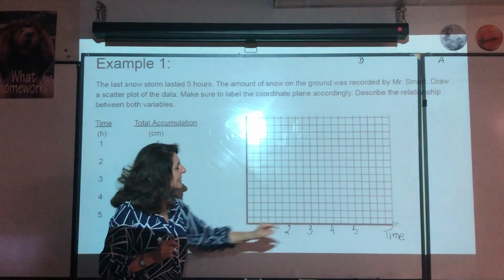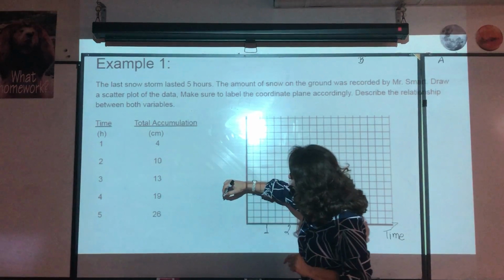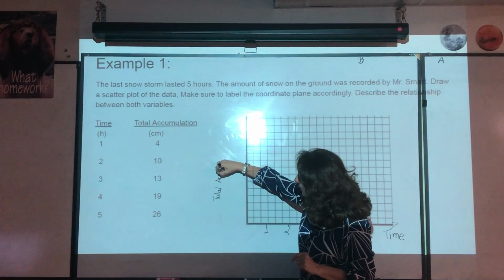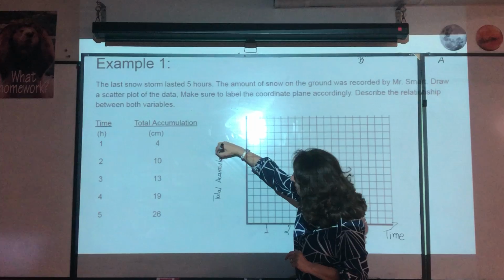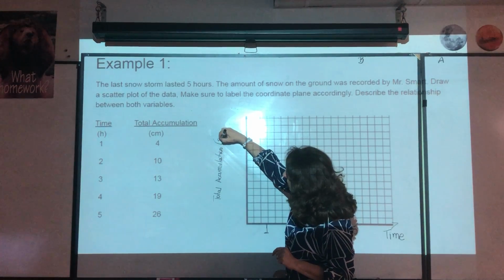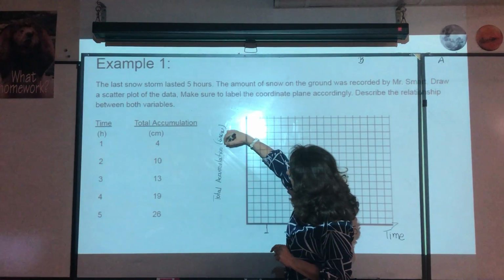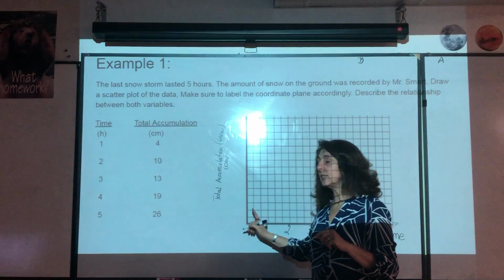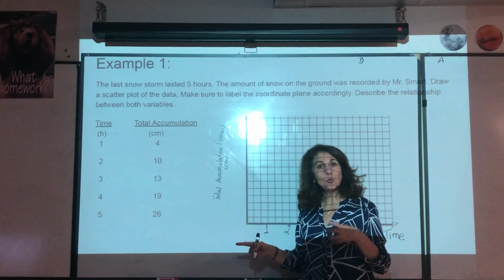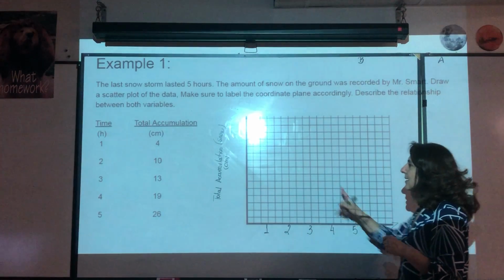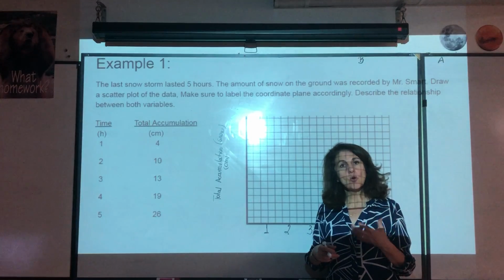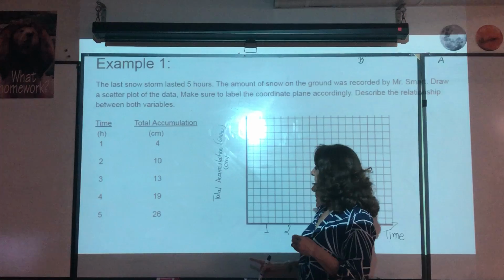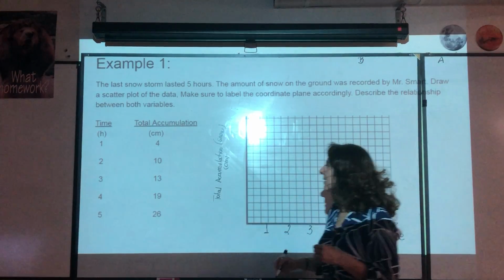So that is time. And this is what I am going to call the total accumulation of snow. And this is measured in centimeters. It's very important to name what you are graphing. So this is time, and this is the amount of snow on the ground. So for 1 hour, I have 4 centimeters. So I have to first put my numbers over here.